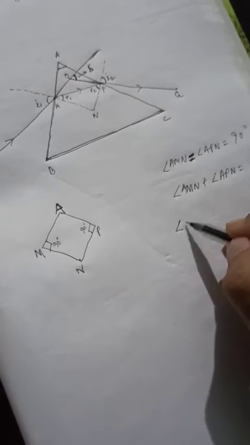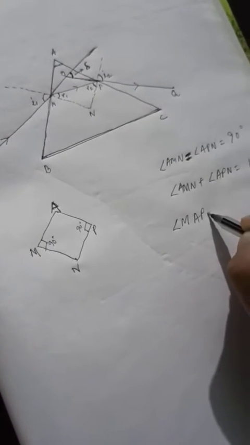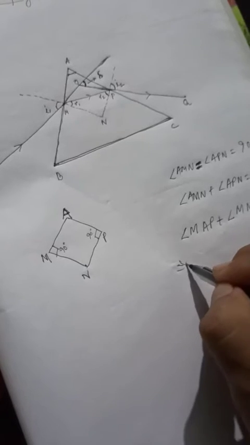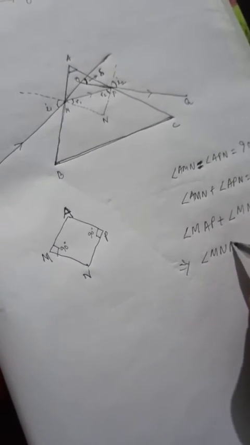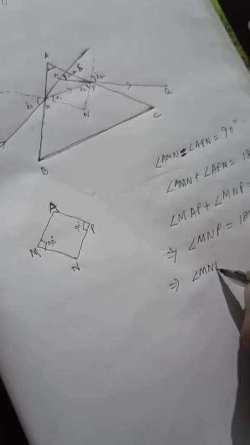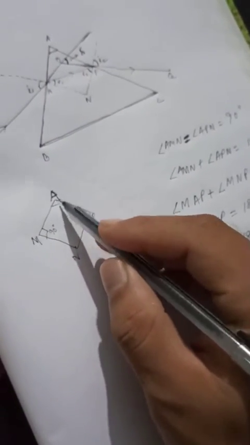So let us write angle MAP plus angle MNP is equal to 180 degrees. It implies that angle MNP is equal to 180 degrees minus angle MAP, this angle, right? So what is this angle? It is the angle of the prism, and angle of the prism is represented as A. Okay, so this is the first expression that we got. Clear?